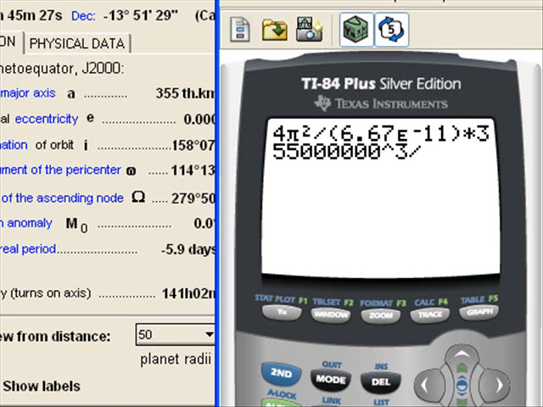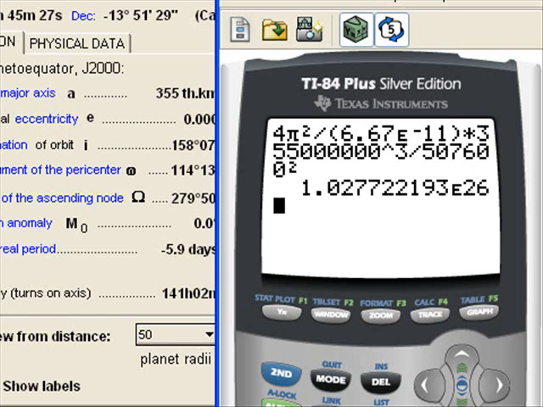Divide by the period, but not by 141 hours, but by 507,600 seconds, because again it has to be base units, squared. Again, Kepler's third law. Hit enter, and we come up with 1.02 times 10 to the 26 kilograms as the mass of Neptune. And when you compare that to what's listed, for example, on Wikipedia, then you can see that it is right on.